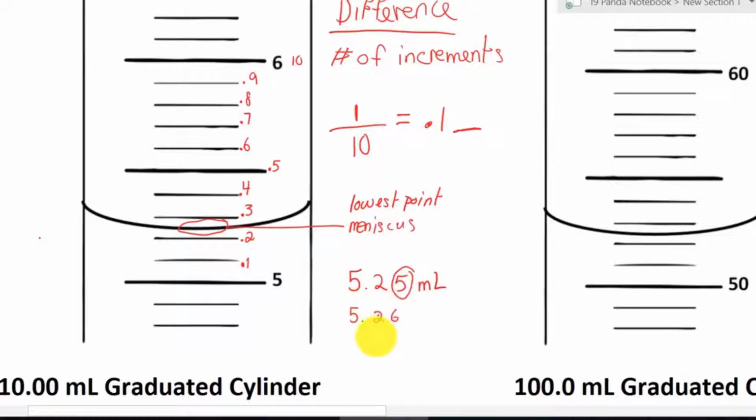So it could be 5.26, 5.27. All these numbers are estimated. So your last digit will always be estimated.